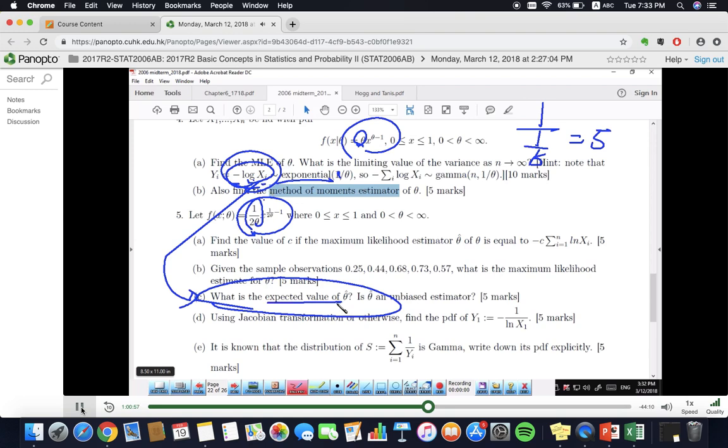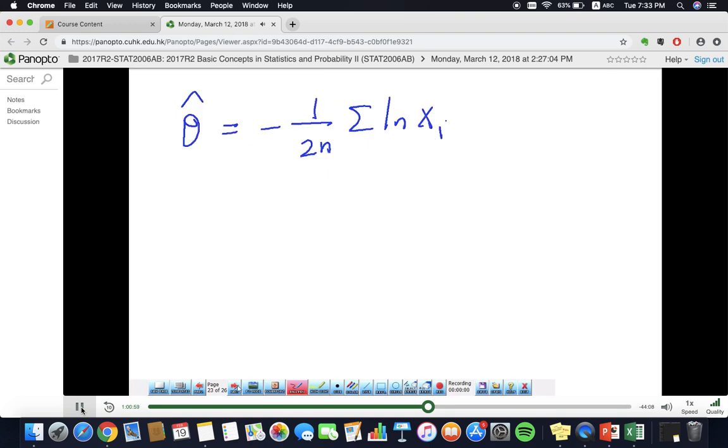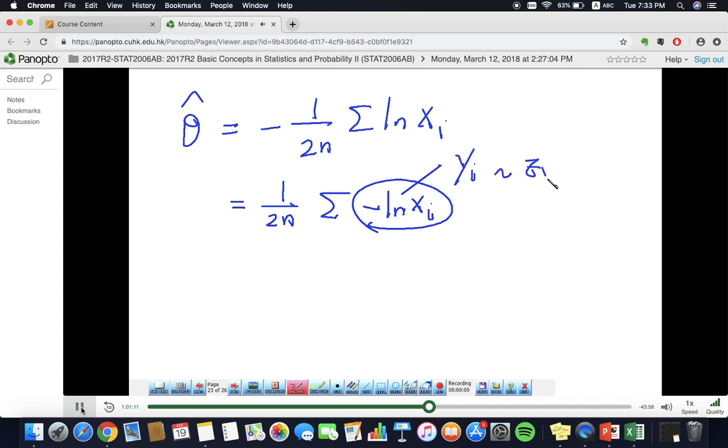We now know that we will write in this way: 1 over 2n, I keep it, and then minus log xi. We know this guy yi is following the exponential distribution, and that exponential distribution is 1 over 2 theta, and then e to the power minus yi over 2 theta.